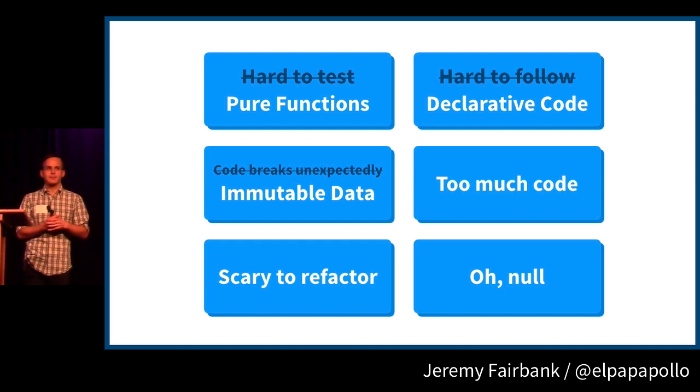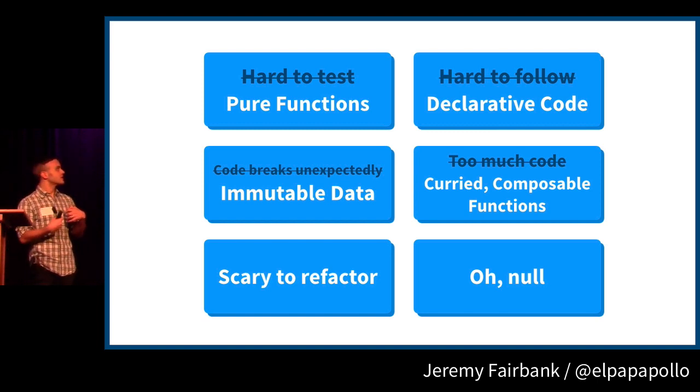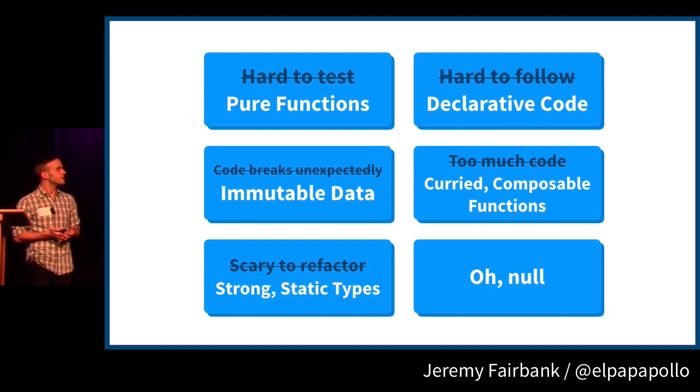When our code breaks unexpectedly, that's usually from mutable data. So we can swap over to immutable data. In JavaScript, we could use something like object.freeze. In languages like Elm, it's already built in. When we have too much code, well, we can use curried composable functions that we can just combine together in different ways to make more complex functions and delegate out responsibilities. If it's scary to refactor our code, we can use strong static types. You can either reach for a functional language like Elm, or if you're in JavaScript, you could use something like Flow or TypeScript to accomplish something similar.